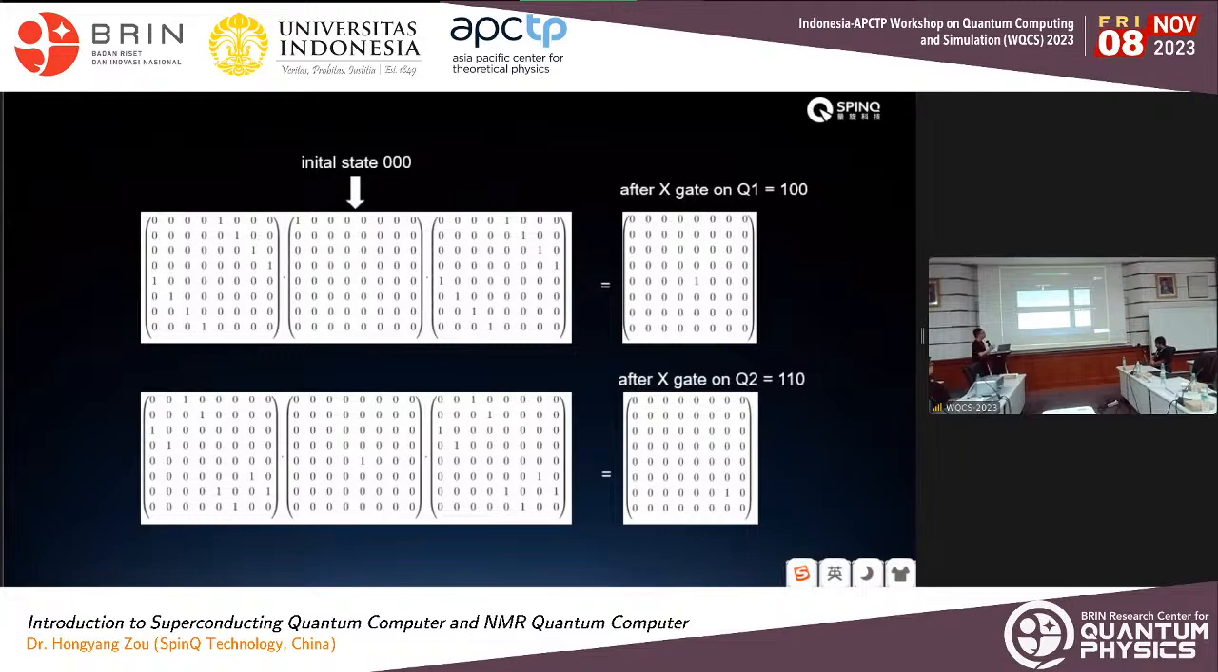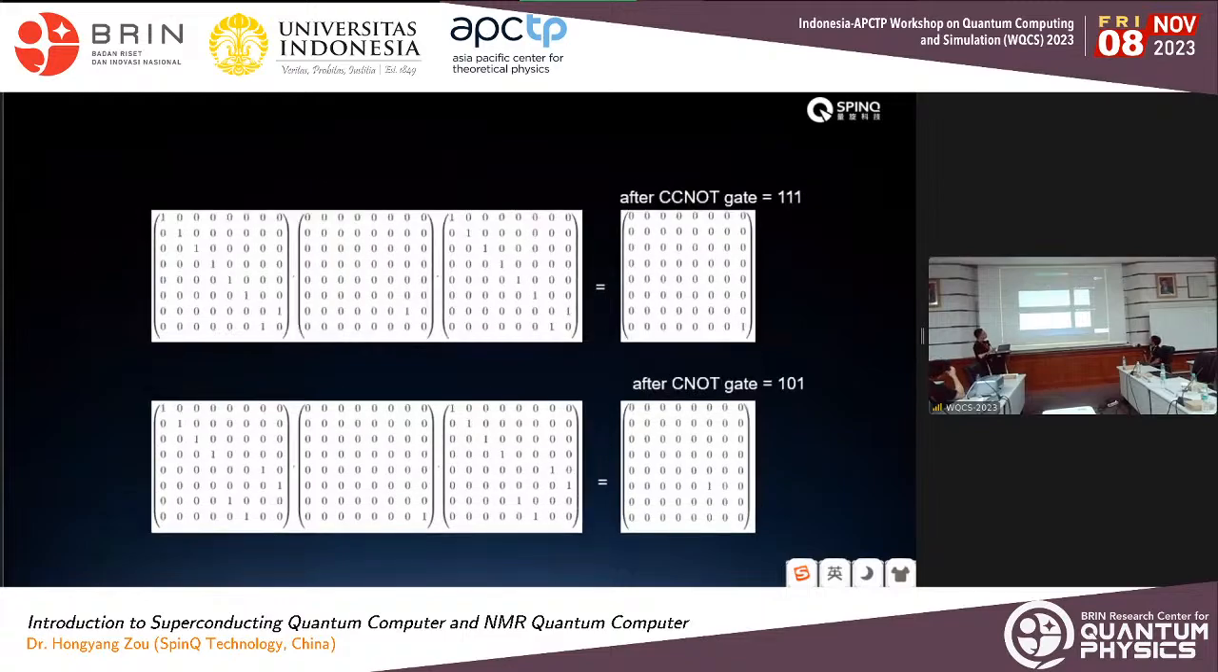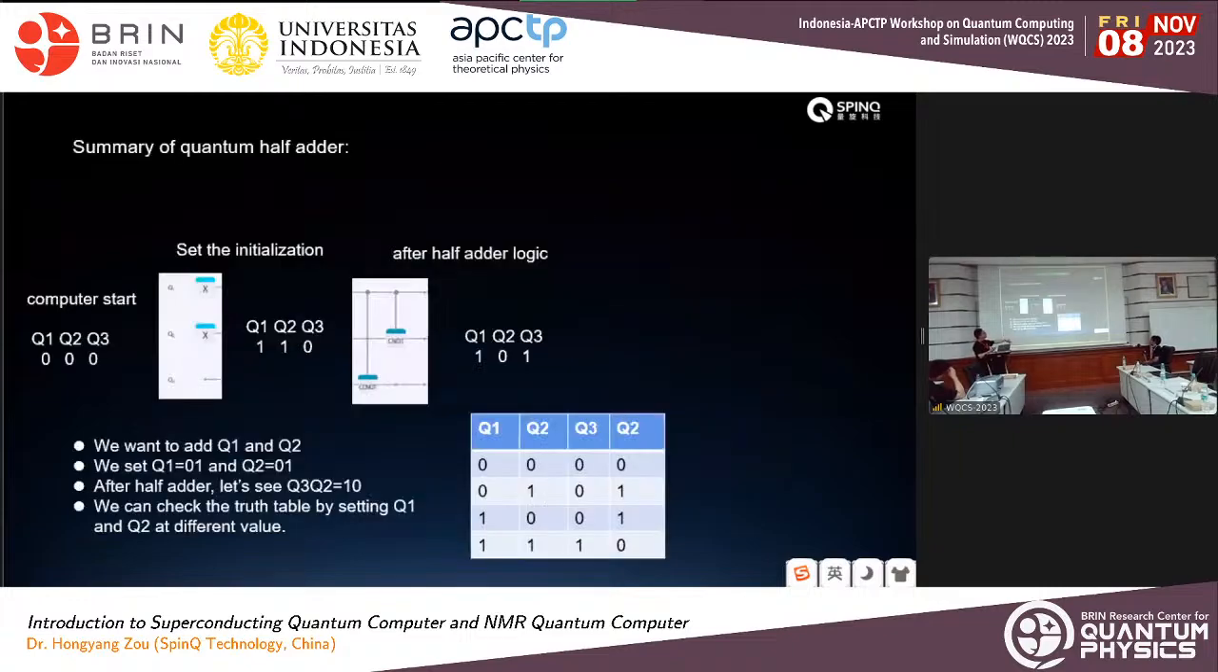Usually the state is all 0, and the first operation, the I state, is this matrix, and this matrix operates on the middle one. And after this I state, this is what we get, 1, 0, 0. This is the matrix. And then after the second pulse, this is what we get. And then after the third pulse, and after the fourth pulse. So let's summarize the quantum half-adder.